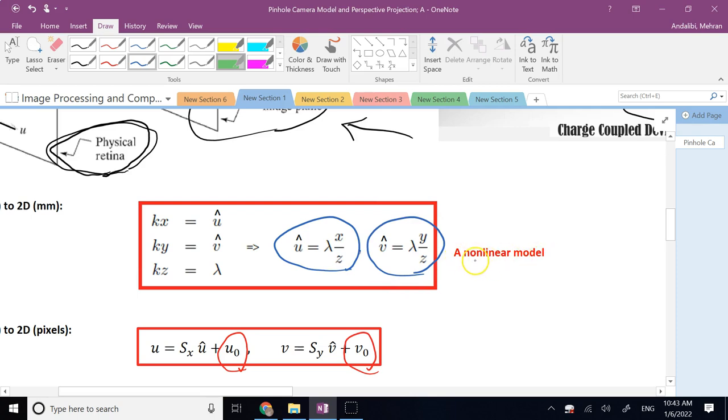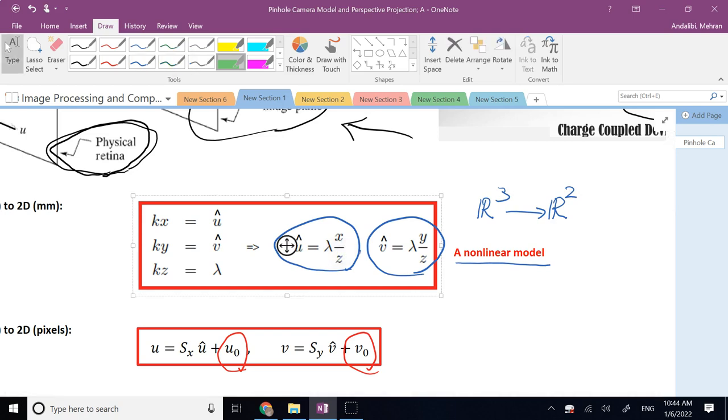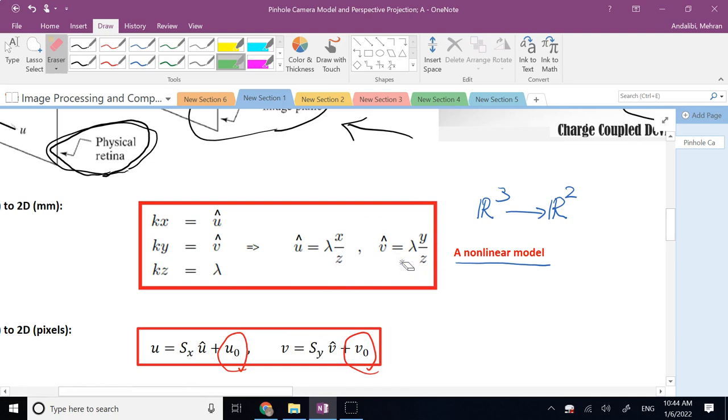Clearly, as you can see, this model is a nonlinear model. You are going from R3 to R2, right? From 3D world to 2D world. Why is it nonlinear? Because z, which is one of the coordinates, is in the denominator. Lambda is a constant parameter for a camera, the focal length. x and y are in the numerator, but because of z being in the denominator, this what we call perspective projection model, which is basically these two equations, is a nonlinear model. So the combination of these two is what we call the perspective projection.